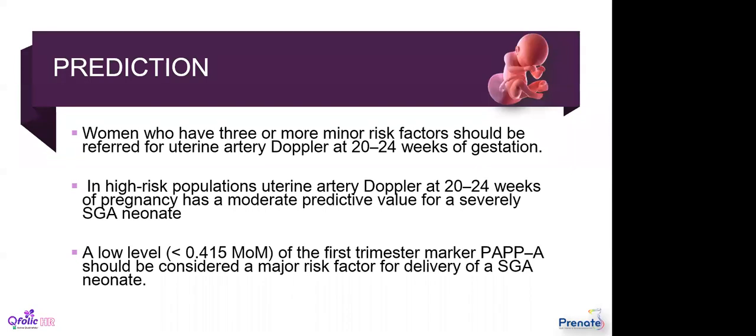And uterine artery Doppler is also effective in prediction of the women who are at risk of developing preeclampsia. Then another marker, a maternal marker, is the pregnancy associated plasma protein A. If the level in the first trimester is decreased, then this also we consider a bad associated pregnancy outcome, and these women are also followed up by doing regular ultrasound.